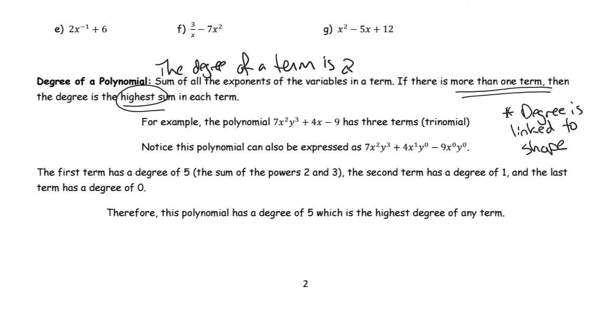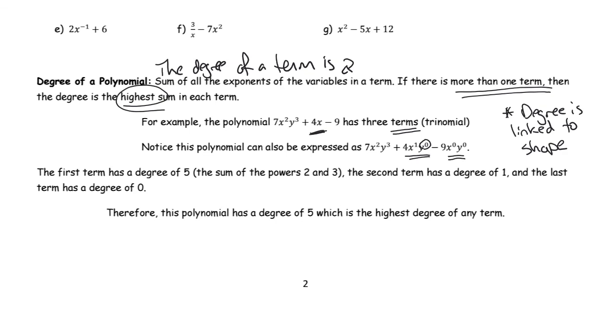Now, take a look at this one here. The polynomial 7x squared y cubed plus 4x minus 9 has three terms, so it's a trinomial. And I can write it like this. If you don't see a variable present, that's because the exponent on the variable is 0. At least that's one way to think about it. So I could think of this as 7x squared y cubed plus, well, there was no y in that second term, so I can put one in, but put a 0 as the exponent. That last one, the constant, I can put an x and a y in there as long as I put zeros in there.